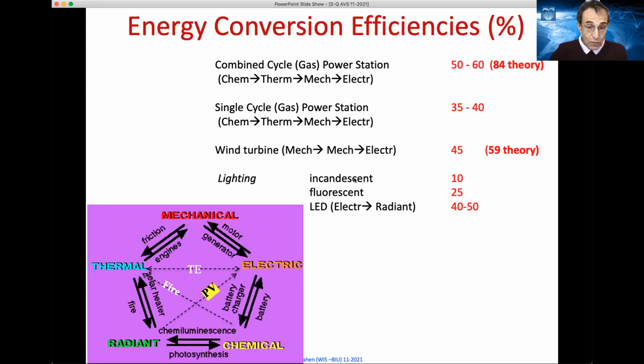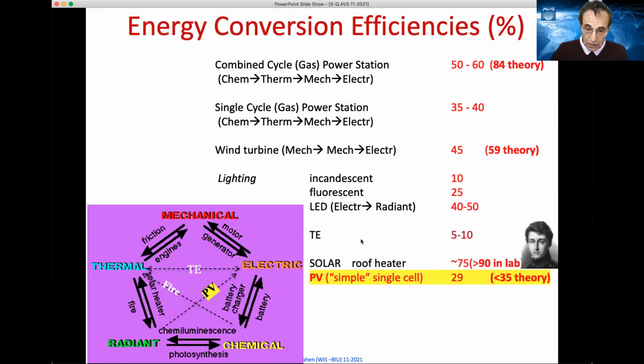Then in lighting, we know the difference between incandescent lamps, fluorescent lamps, and light emitting diodes, where the latter ones can get up to 50%. Half of the electrical energy can be converted into radiant energy. Thermoelectrics isn't doing that well, although don't underestimate it. It is, in the end, one of the more reliable ways of getting electrical power, for example, in spacecraft beyond Mars.